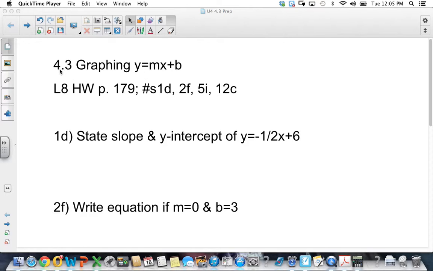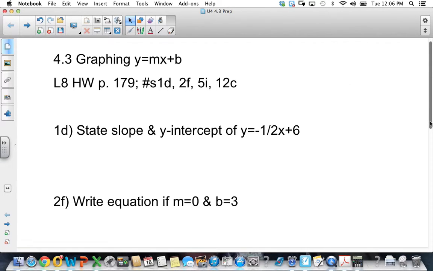I'm in section 4.3, graphing y equals mx plus b, and I wanted to do a couple of your homework problems from lesson 8. In particular, I'm going to be working on page 179, number 1D, 2F, 5I, and 12C. So if you've done this already, you can check. If not, you can work along with me.